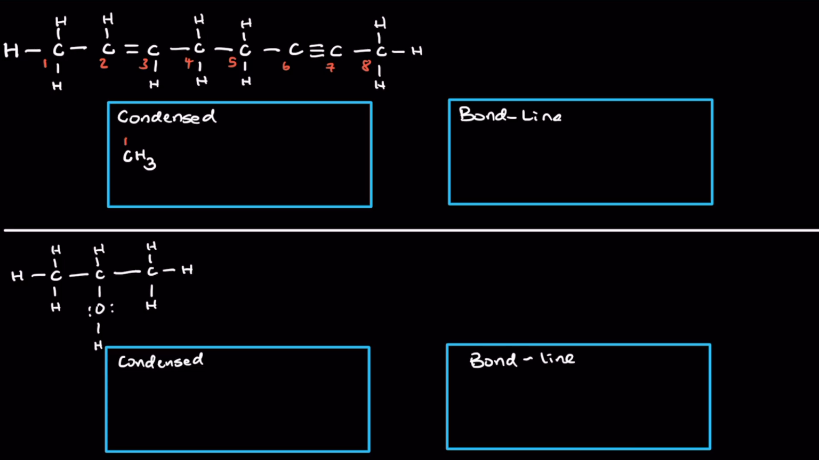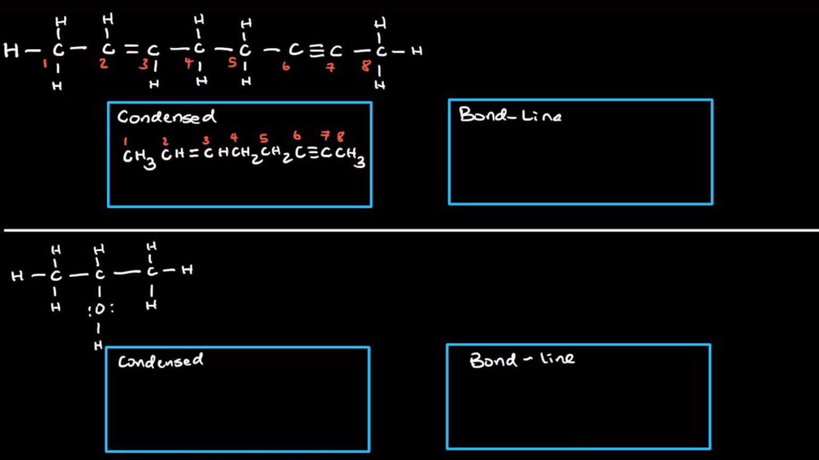So our carbon 1 is the one with the CH3 group. Our carbons 2 and 3 are shown right here, and you notice that the double bond is explicitly shown in that particular chain. Carbons 4 and 5 are explicitly shown right there. For carbons 6 and 7, we explicitly show the triple bond. And lastly, carbon 8 is at the end with its CH3 group. Okay, and now we're going to draw this into the bond line structure.